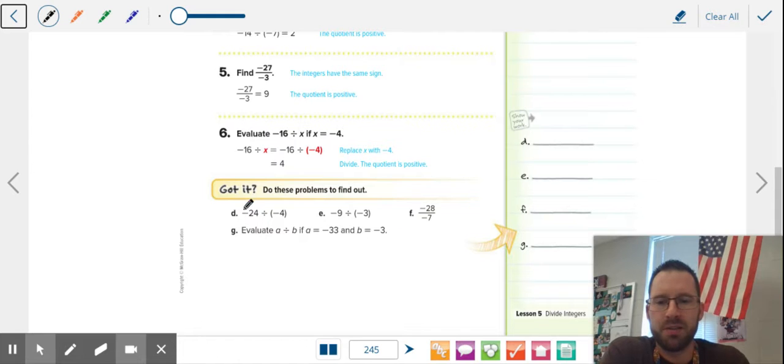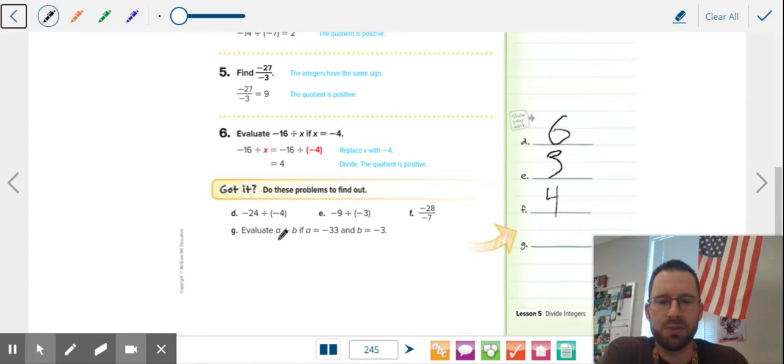All right, so we have negative 24 divided by negative 4. It's going to be a positive answer. 24 divided by 4, 6. Negative negative is a positive. 9 divided by 3 is 3. Negative negative, that's a positive. 28 divided by 7 is 4.